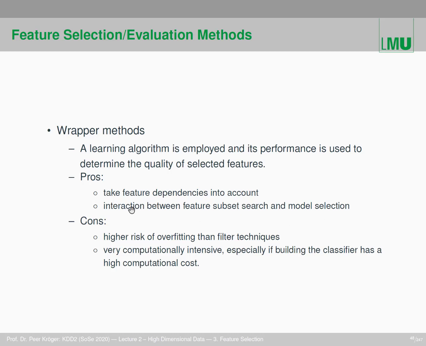The positive side first: it takes feature dependencies into account, because you don't look at individual features, but always look at the complete subspace you have as a candidate, and do the performance measure on the complete subspace, not on the individual features. So interactions between feature subsets can be employed here, because you have an interaction between the search for features and the model selection actually.